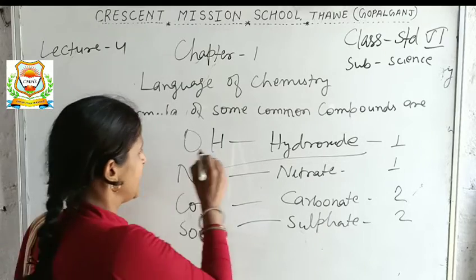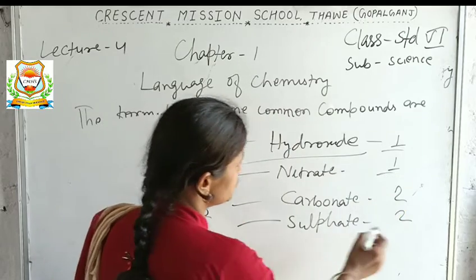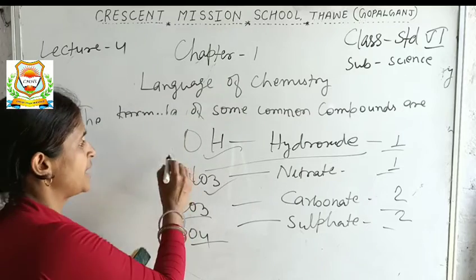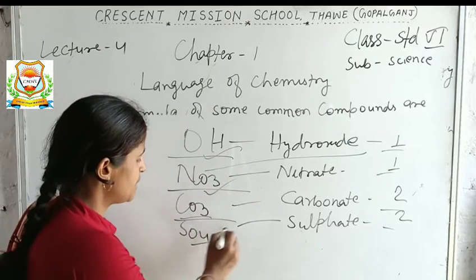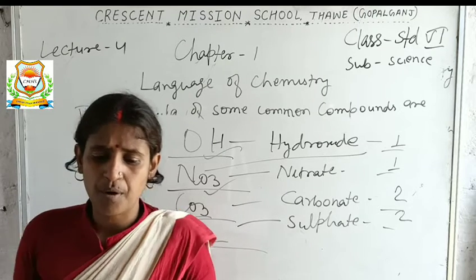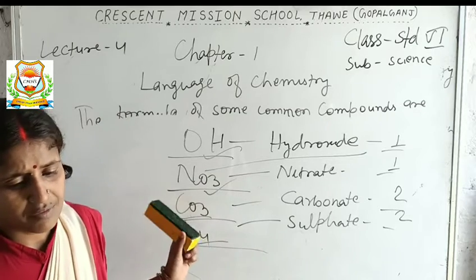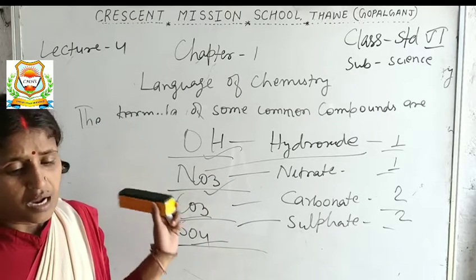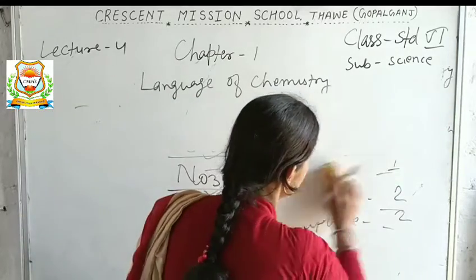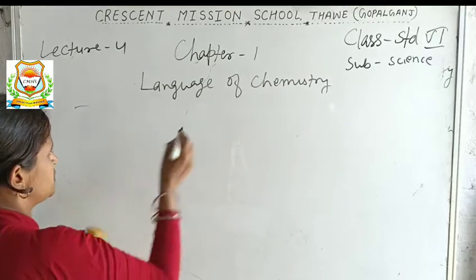So, hydroxide and NO3 are monovalent, and CO3 and SO4 are divalent. These are the compound radicals: hydroxide, nitrate, carbonate and sulfate. The formulas of compounds containing compound radicals are also obtained by transposing valencies. After that, we have to learn something about chemical equations.